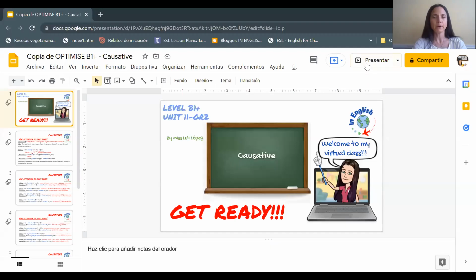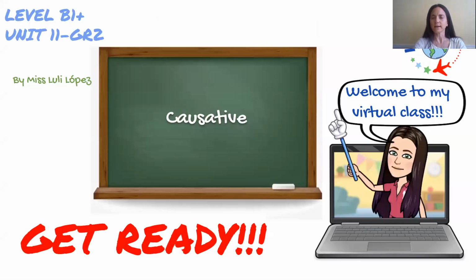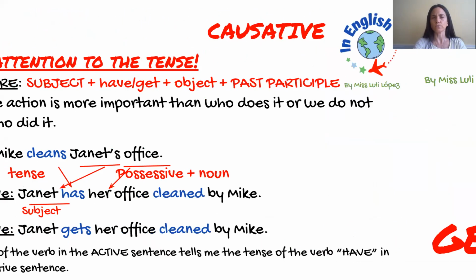Hello, everybody. Today we're going to start with Unit 11, Grammar 2, and what we're going to see is causative. You are more than welcome to read the theory from the book, but for this explanation, I'd rather you watch the slides that I have prepared for you and take notes.